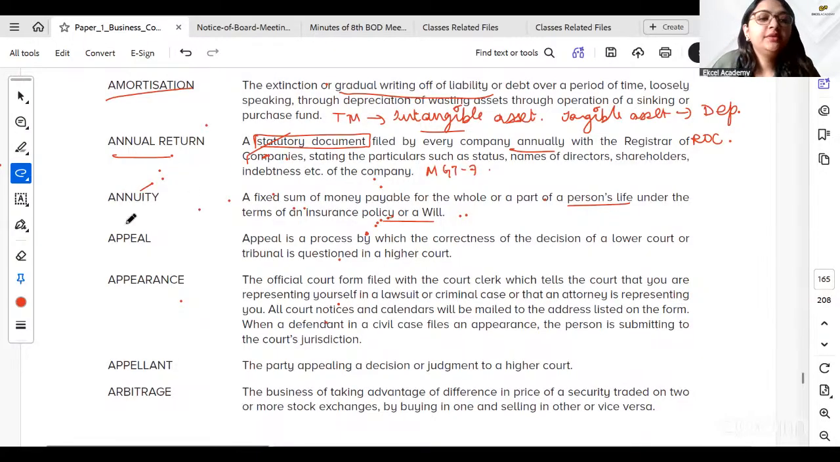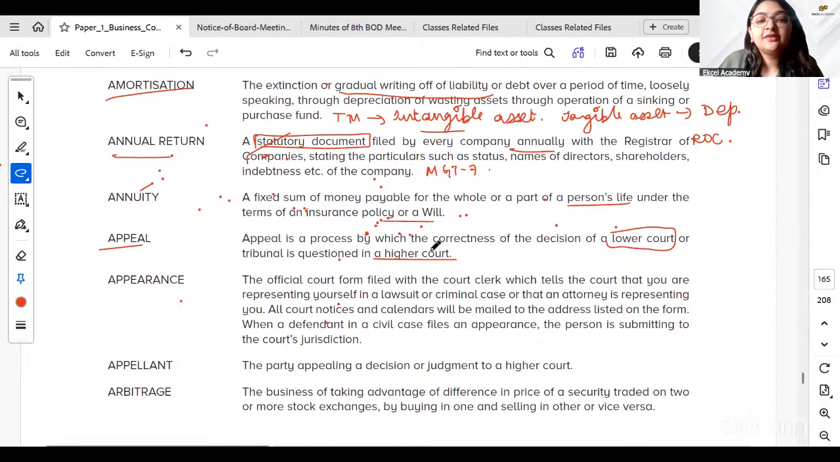Okay, so first one, we've understood annuity, right? So annuity is a fixed sum of money payable for the whole or part of a person's life. All right. Next, you have your appeal. Okay, what is an appeal? Appeal is a process by which the correctness of a decision of a lower court is questioned in a higher court.